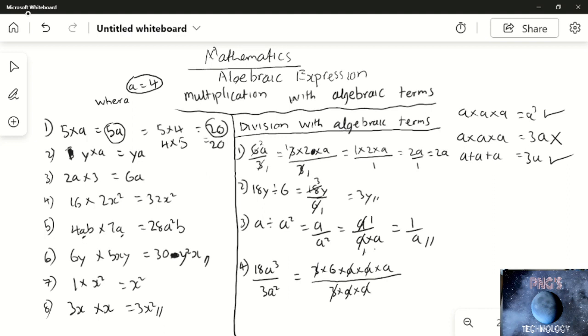So let's see what we are left with. We have 6 and a left. So we have 6 times a all over 1, no need to write all over 1. So 6 times a is 6a, and that is our final answer. So let's further take some examples on it.